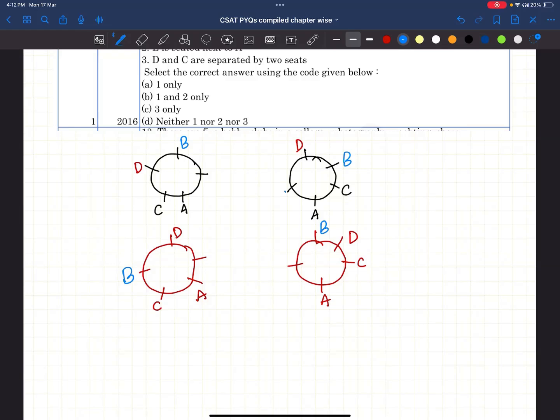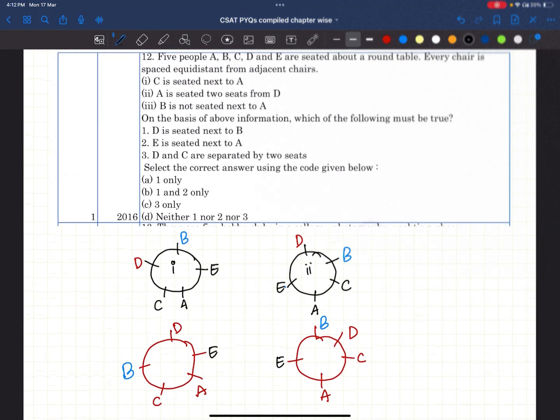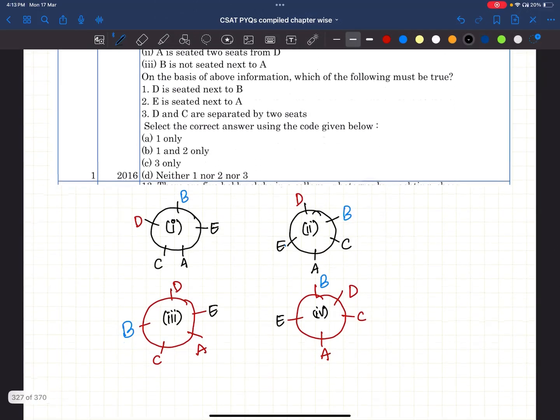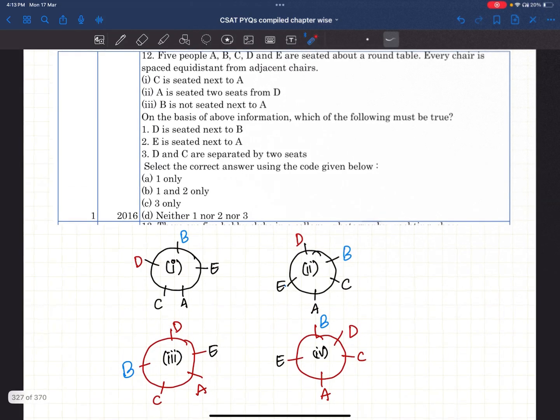What is the other person remaining? This is E, right? So all seats are filled. We got 4 possible solutions. Now, on the basis of above information, which of the following must be true? D is seated next to B. D, B, D, B, D, B, D, B. In all the 4 options, D is seated next to B. That means the statement is correct.